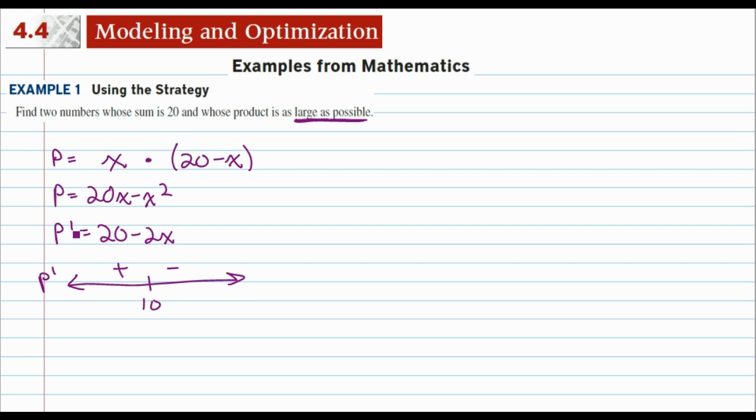So I got that the derivative of the product was 20 minus 2x, which has a 0 at 10. And then I tested the number line, and I see that I get 10 as my maximum of the product. So therefore, my two numbers are 10 and 10, and the product is 100.